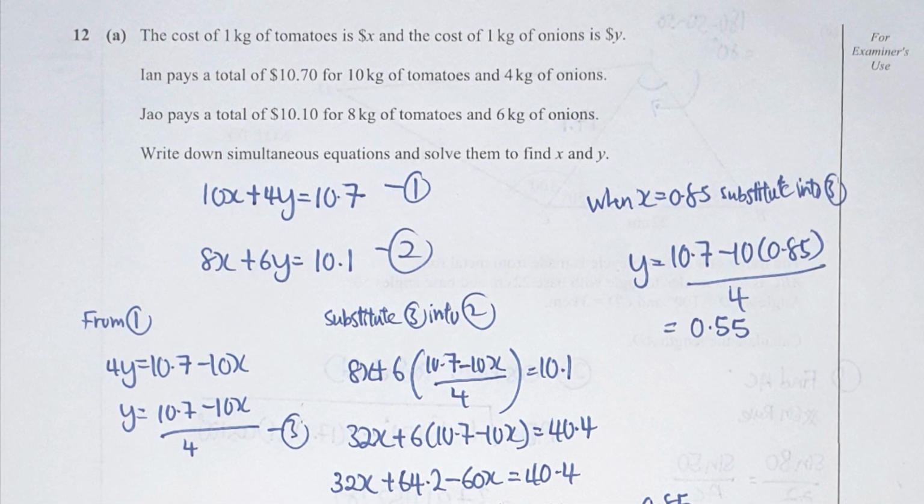As for the last question here, question 12, you're required to construct the simultaneous equations. So for the first one, tomatoes is x dollars and onion is y. So 10x plus 4y, you will get 10.7, whereby for 8x plus 6y, you will get 10.1.